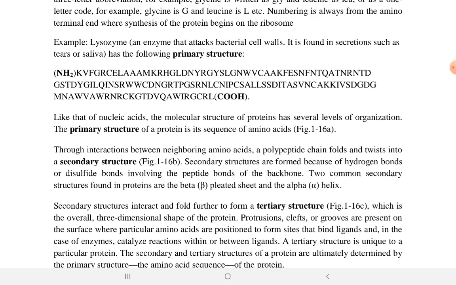Secondary structures are formed because of hydrogen bonds involving the peptide bonds of the backbone. Two common secondary structures found in proteins are the beta pleated sheets and the alpha helix. The secondary structure interacts and folds further to form a tertiary structure, which is the overall 3-dimensional shape of the protein.